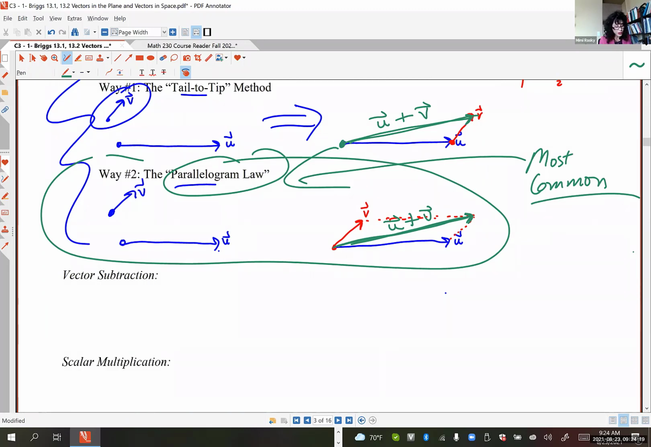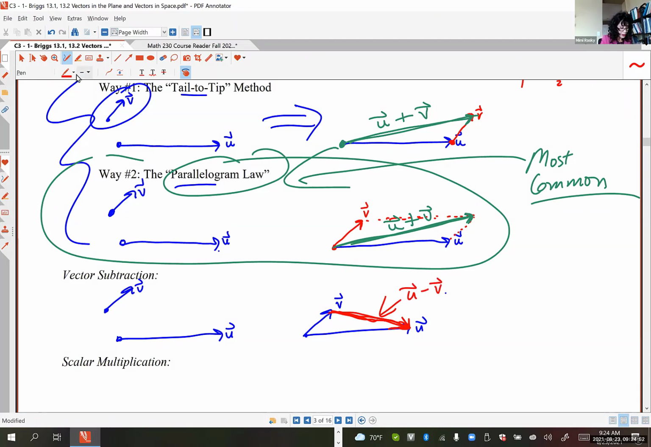Now, what about vector subtraction? What the heck? What if you subtract two vectors? So here's u, here's v. If I translate v so that their tails touch, the vector u minus v is the vector connecting their two tips. Oops, I'm not doing a good job. Okay, that is u minus v.